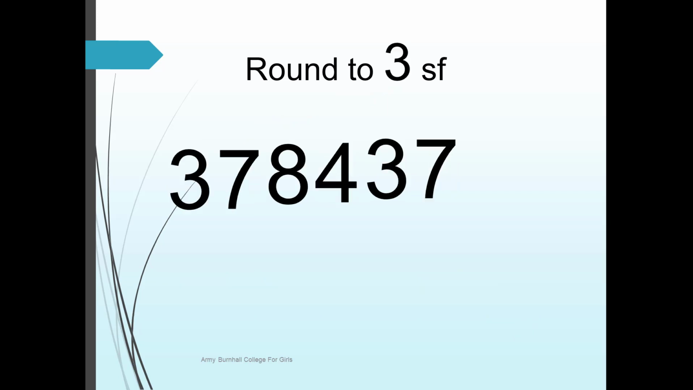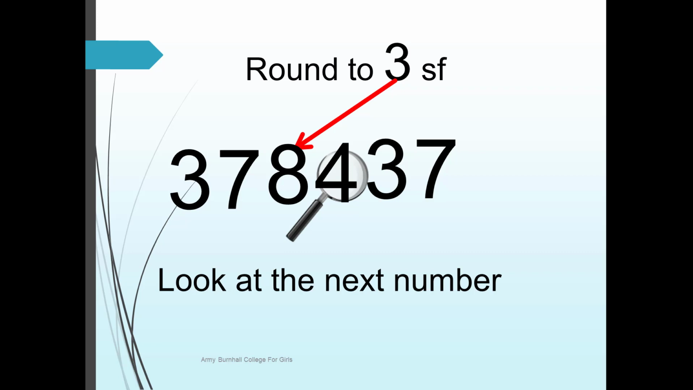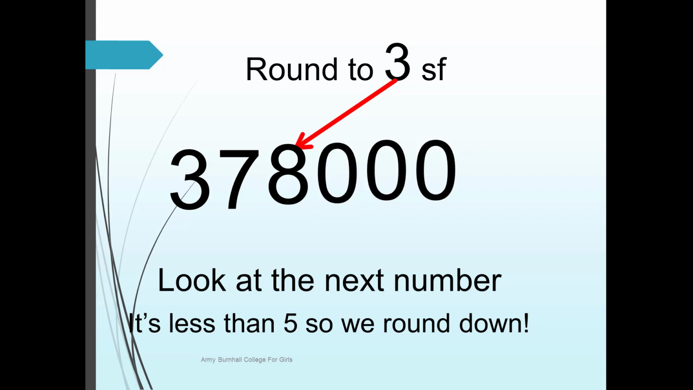Another example, round to three significant figures. Check this out, this is the third significant figure, 8. So we will round off up to three significant figures. We will look at the next number, this is 4, less than 5, so this 8 will remain as it is, and the rest of the digits after the third significant figure will become 0. So 378000 is rounded to three significant figures.